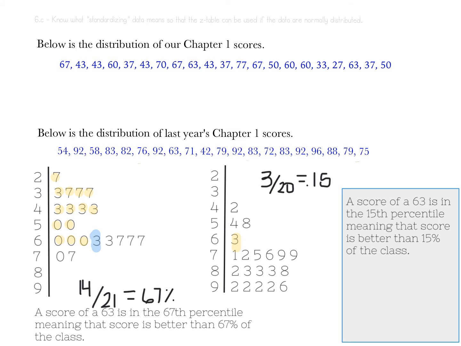Alright, so hopefully you were able to find that a 63 did better than 3 students out of 20, which is 0.15. So a score of 63 is in the 15th percentile, meaning that that score is better than 15% of the class. So a 63 is in a higher percentile this year, but that's because more people did poorer on the test than last year's students.